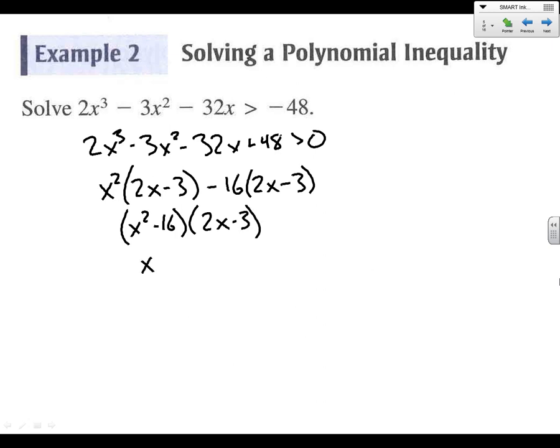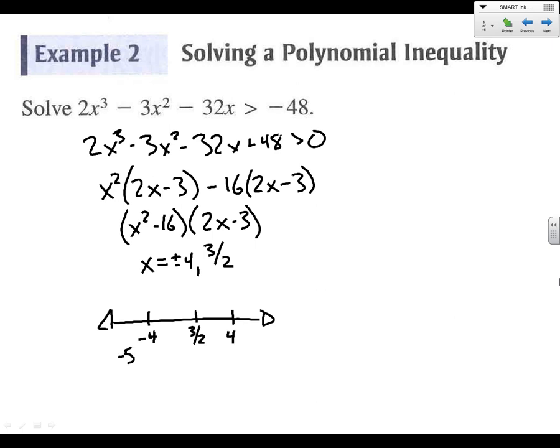And so we've got x for our zeros. We'll have plus or minus 4, and we'll also have positive 3 halves for our zeros. So we're going to have an additional region to check here. We're going to have negative 4, 1 1/2, 3 halves, and we're going to have 4. So 4 separate regions to check.